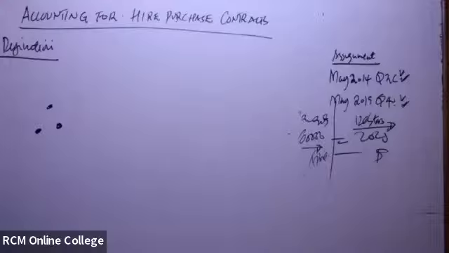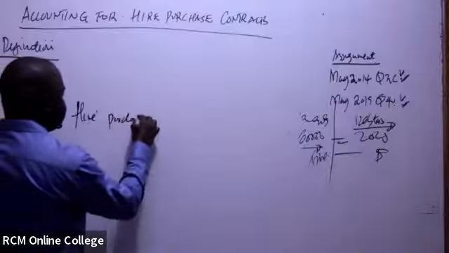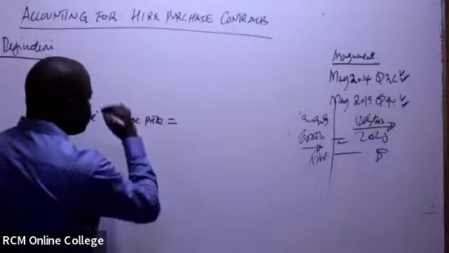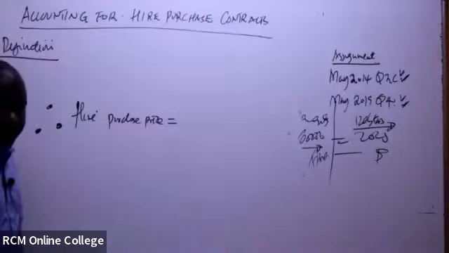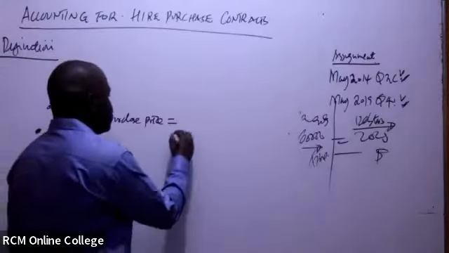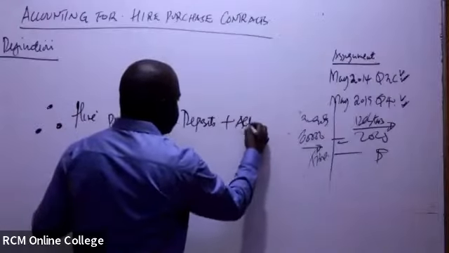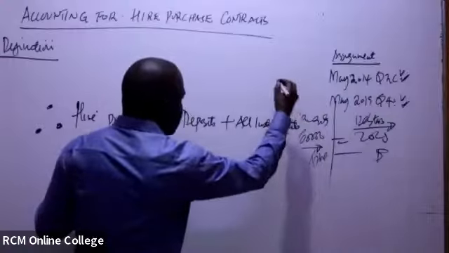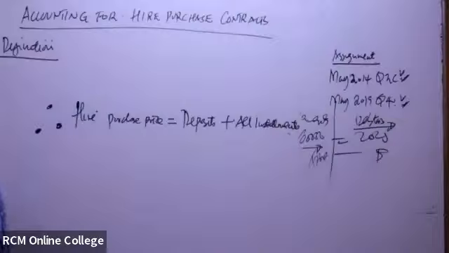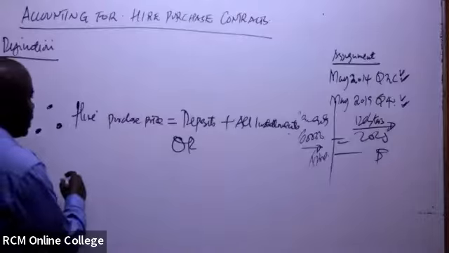Then you write hire purchase price is equals to deposits plus all the installments. You add on all the installments. Alternatively, this hire purchase price, this is how it is normally gotten.